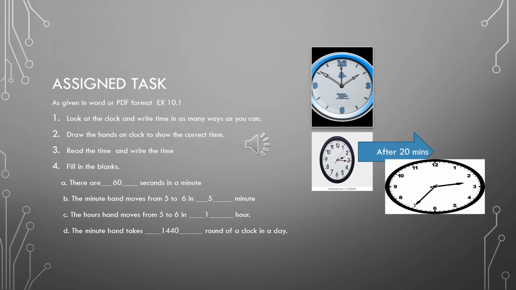So you have to draw the shorter hand where the whatever the hour is mentioned below the clock, okay, and the long hand or the long stick on the minutes and whatever is mentioned on the question. Done. Similar like this, come to question number 3. Read the time and write the time.